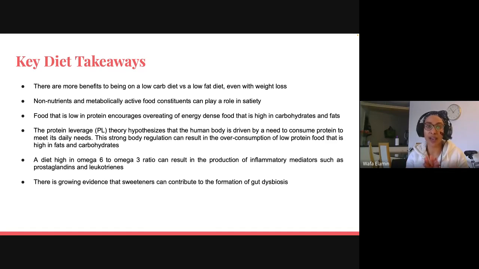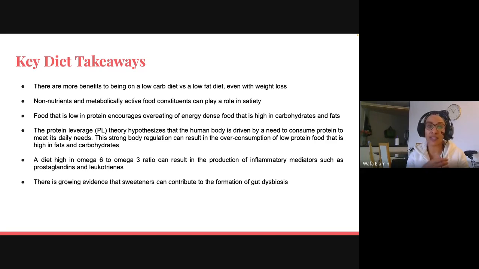I've also looked at the different macronutrients and found that there is evidence that if you are on a low protein diet, you tend to overeat, and you overeat food that might be nutritionally poor but calorie dense, such as carbohydrates and fats. That might be contributing to this entire picture of overeating, obesity, reduced satiety, and then eventually insulin resistance.